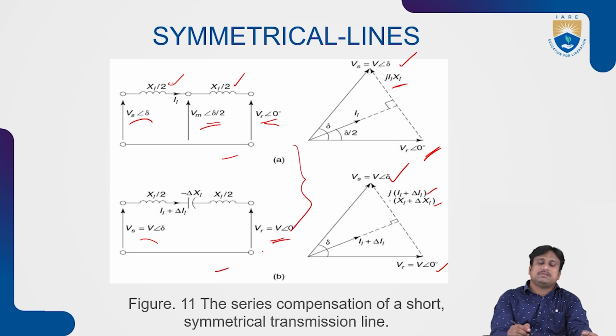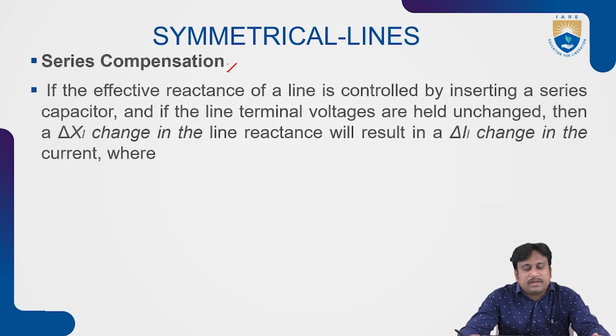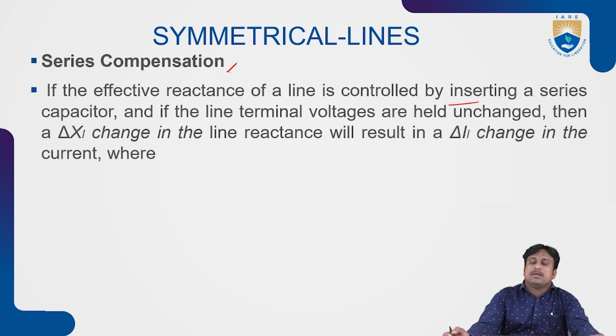Because of these line constraints, the number of subsections is divided into an equal number of phasor sequences as voltage and current phasor sequences. So the series compensation of the short symmetrical transmission line is going to be energized more according to the given power transfer capacity. As we discussed in series compensation, if the effective reactance of the line is suitably controlled by inserting series capacitors, and if the line terminal voltages are held constant, then delta X in the line reactance results in a delta IL change, in terms of the line current.